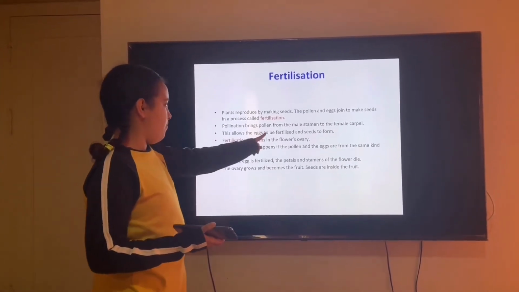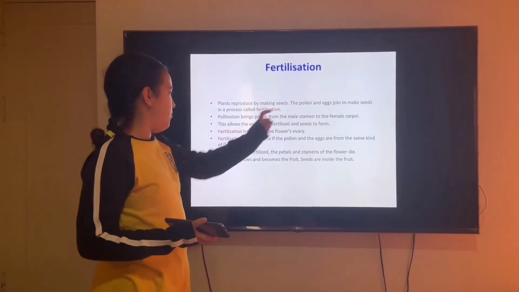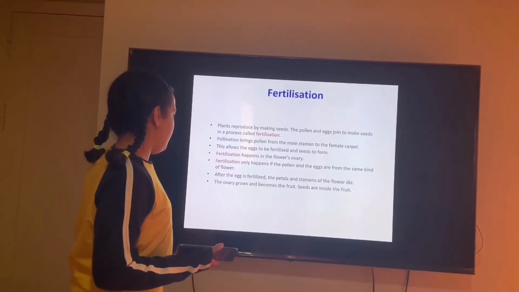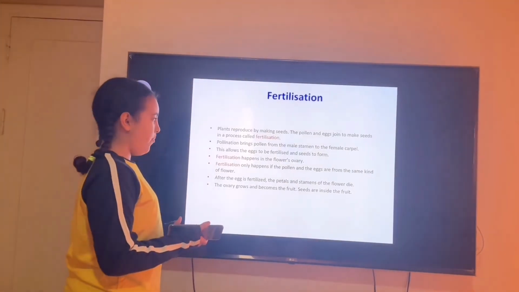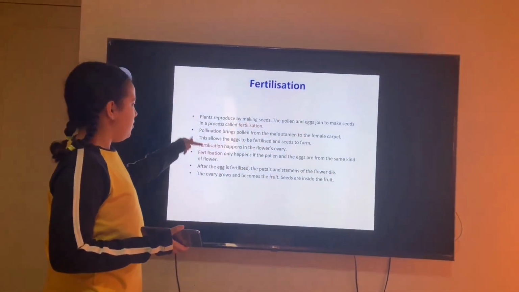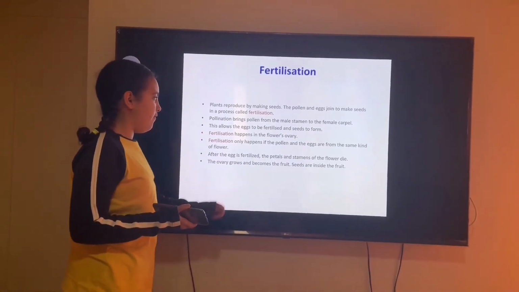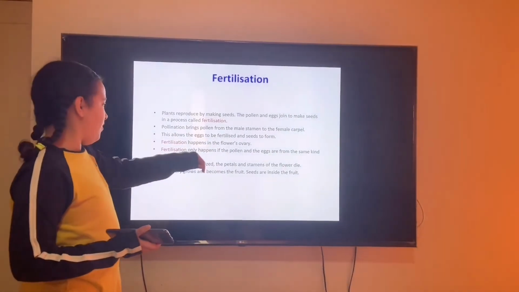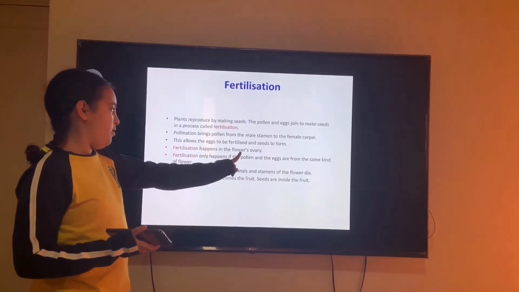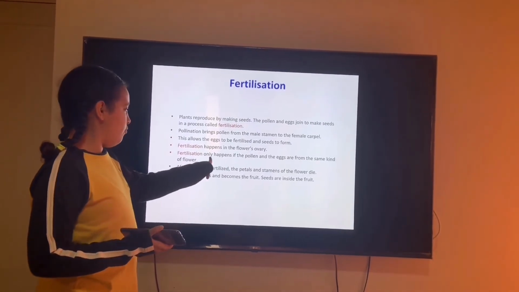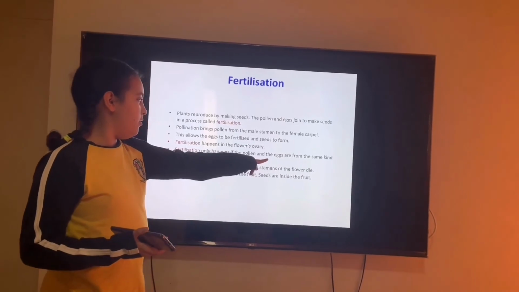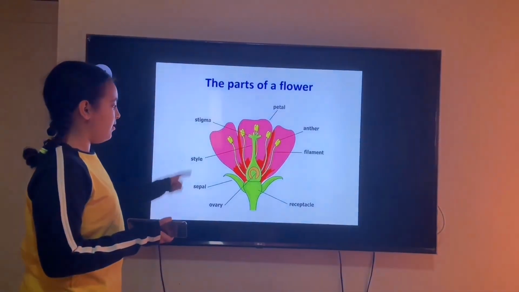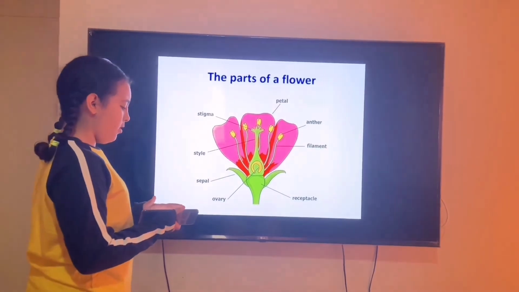Okay? Pollination brings pollen from the male stamen to the female carpel. This allows the eggs to be fertilized and seeds to form. So the male brings some pollen to the female carpel, and what it does is make seed inside the ovary of the female. So this allows the seed to grow. Fertilization happens in the flower ovary, and it only happens if the pollen and egg are from the same kind of flower.